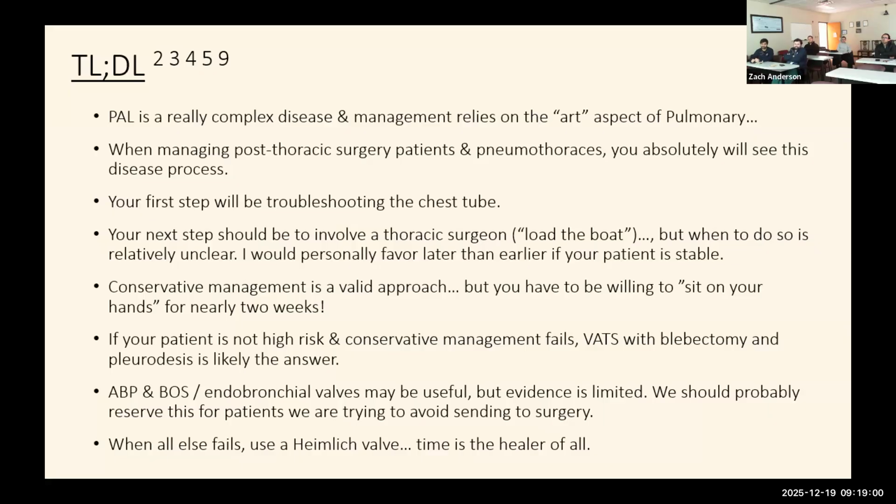If your patient is not high risk and conservative management fails, it looks like probably VATS with blebectomy and pleurodesis is the likely answer. But if your patient is extremely high risk, maybe these alternative approaches of autologous blood pleurodesis or balloon occlusion or endobronchial valves. Evidence is limited right now, but more will be coming out. And then if all else fails or your patient can't handle anything else, a Heimlich valve can get your patient out of the hospital. And honestly, from everything I've seen related to persistent air leak, time is the healer of all.